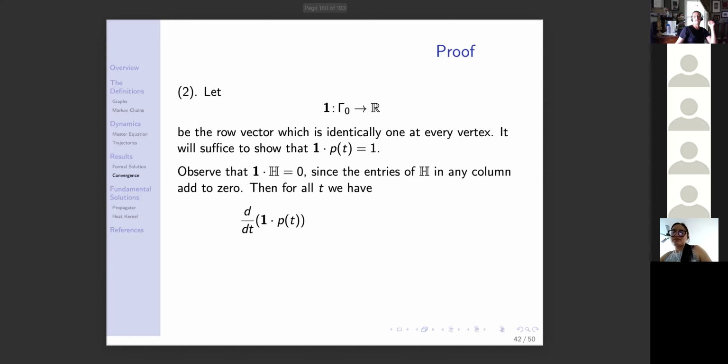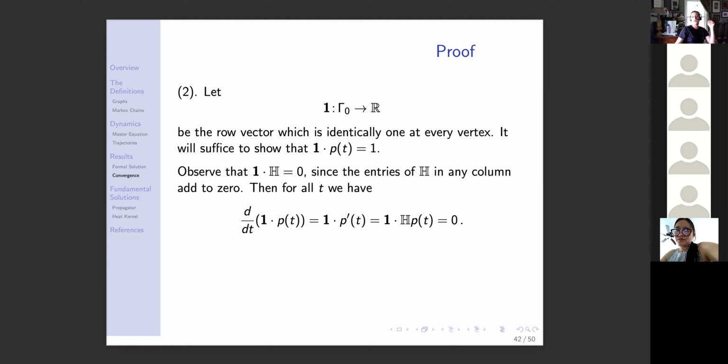So now take the derivative of one dot P of T. I'm taking the dot product, or the scalar product, some people call it. Well, there's a formula from vector calculus. You learn that this is given by one dot P prime of T, because one is a constant vector valued function. But P prime of T is part of the master equation. That's H times P of T, because P of T is the solution to the master equation. We now know it's not only a formal solution, it's actually a solution. But one dot H is zero, so you get zero.